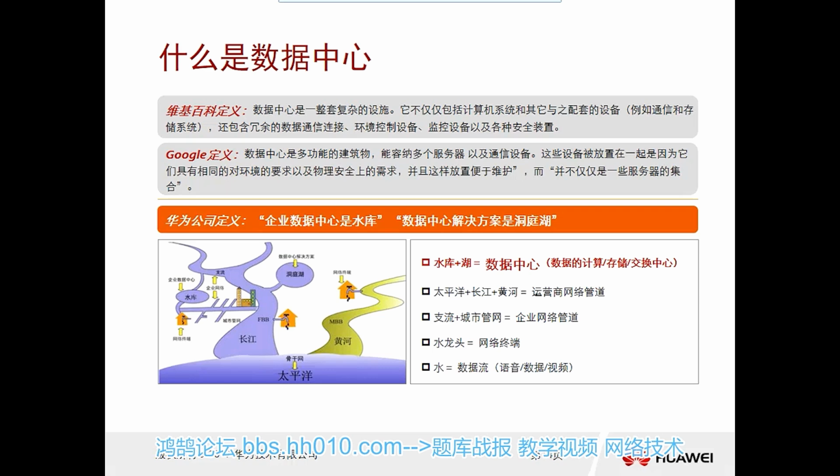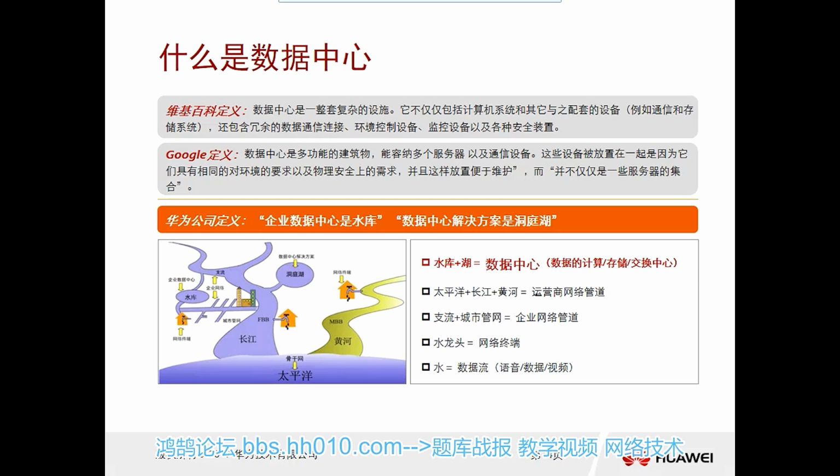So this is Wikipedia. So what is Google's definition? The data center is a multifunctional building that can accommodate multiple servers and communication devices. These devices are placed together because they have the same requirements for the environment, as well as the need for physical security. And this placement facilitates maintenance. It's not just a collection of some servers. We know that now these are our servers. They are put together because they have the same environmental requirements and it's easy to maintain, right?